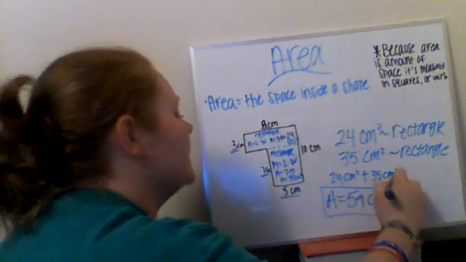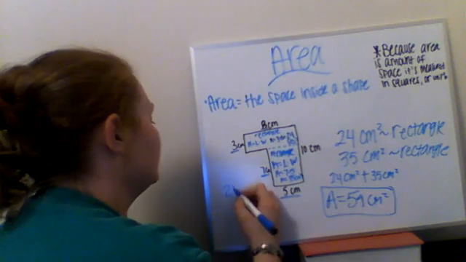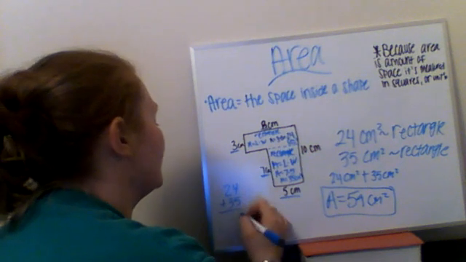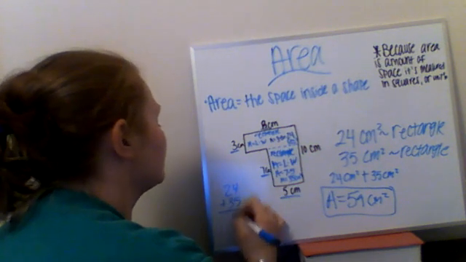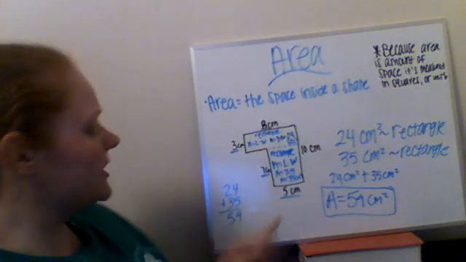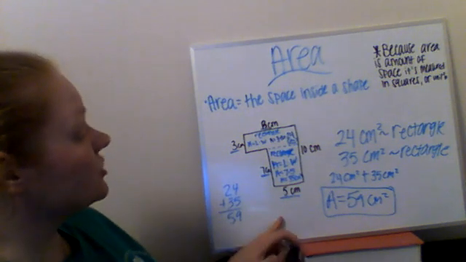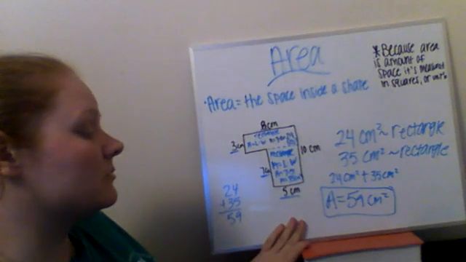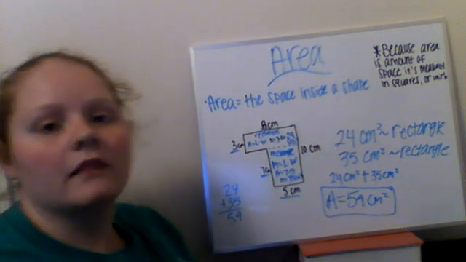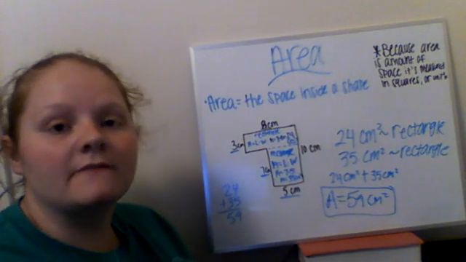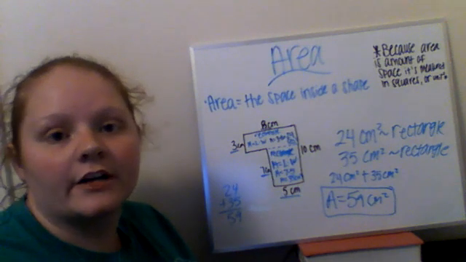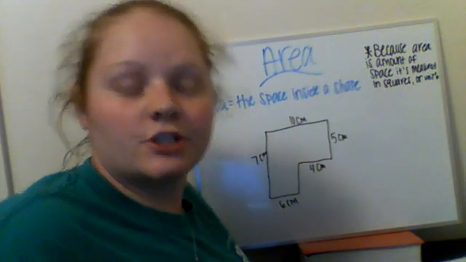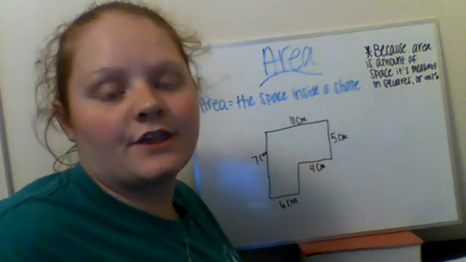How I got that is, I'll show you, 24 and I added 35. 4 plus 5 is 9, 2 plus 3 is 5. So the answer of the area of this whole figure is 59 centimeters squared. Okay, let's look at one more example of a figure like this to figure out the area. If you look on my board, I have a very similar shape to what I just figured out the area of too.